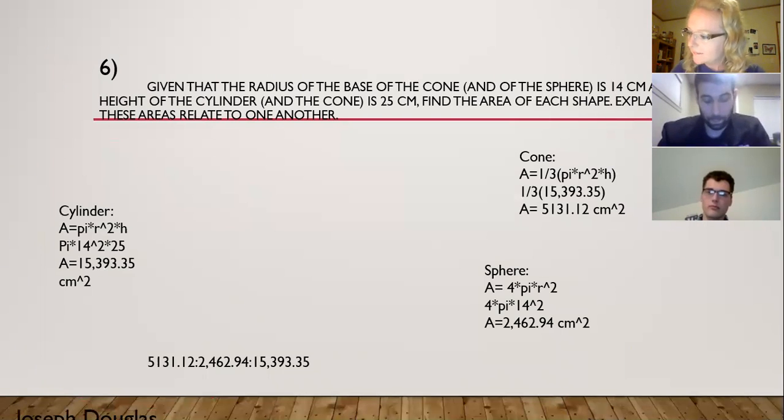Thank you. All right, Joseph, find the area of each shape. Explain how these areas relate to one another. Okay.